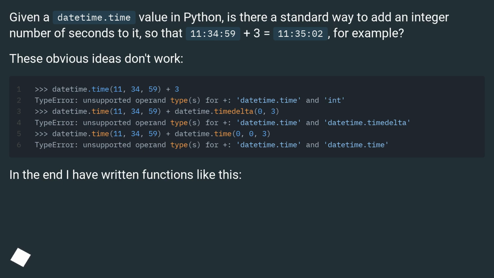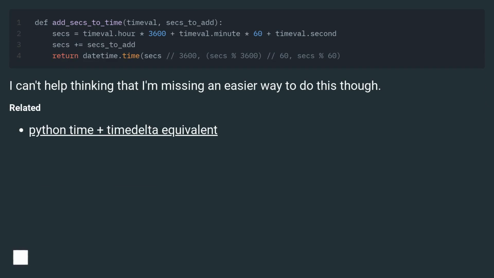In the end, I have written functions like this. I can't help thinking that I'm missing an easier way to do this though. Related: Python time plus timedelta equivalent.